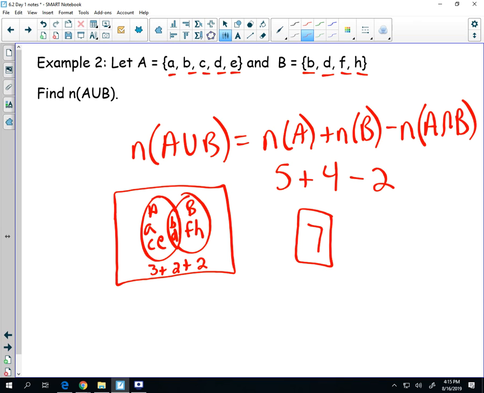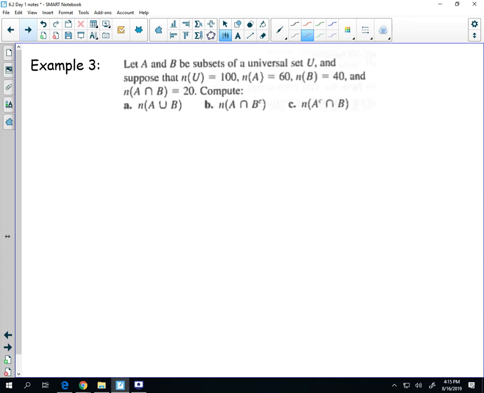The last one has 3 parts. Let A and B be subsets of a universal set U, and suppose that the number of elements in U is 100, the number of elements in A is 60, the number of elements in B is 40, and the number of elements in A intersect B is 20. We're going to compute each of these.